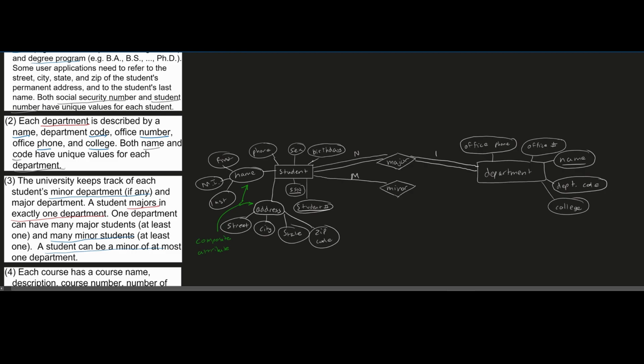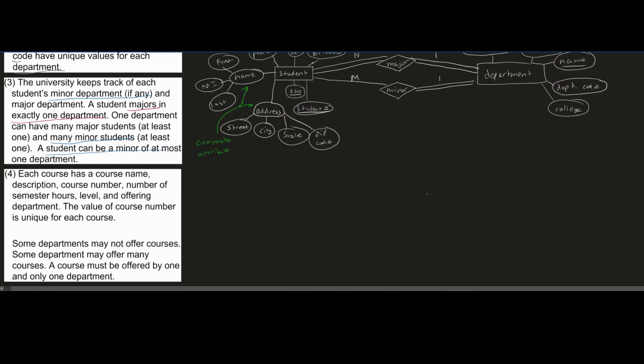Now, if they take a minor though, they have to be a part of the department. So this is just going to link to our department. However, it's going to be 1, not many. And we're going to put 1 here just because the minor has to relate to one department only, but it has to relate, so that's why we have total participation.